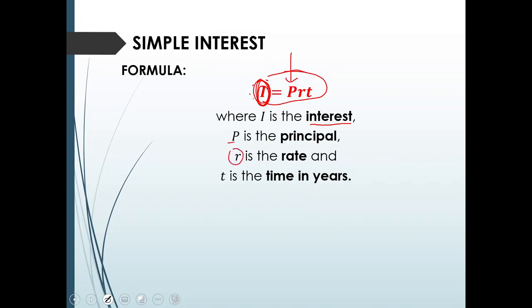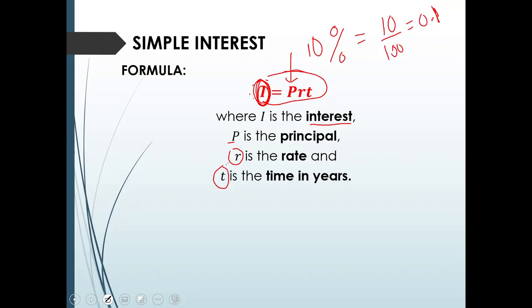Now rate. What is rate? Rate is in percentage, like 10%, 20%, 5%. So if it's, for example, 10%, how to change this into decimal? So 10 divided by 100. So that means 0.1. Okay, so always divided by 100.